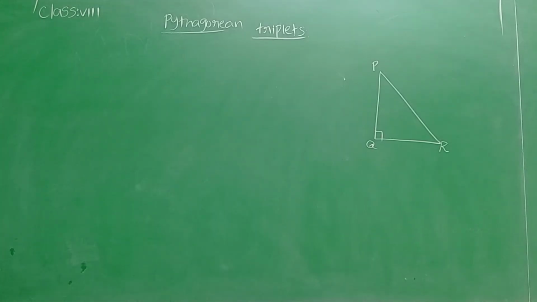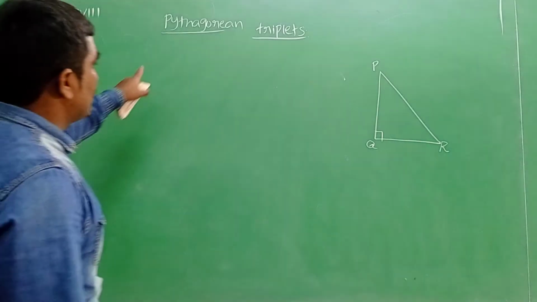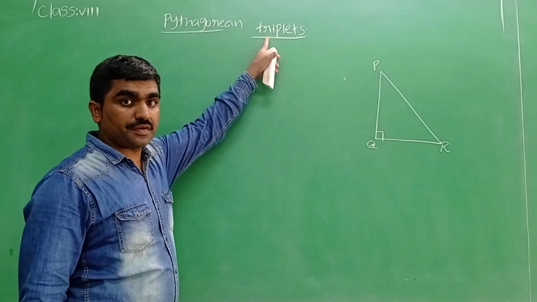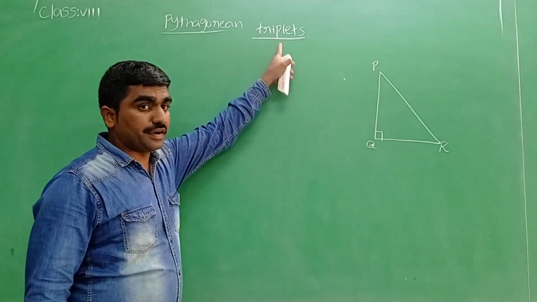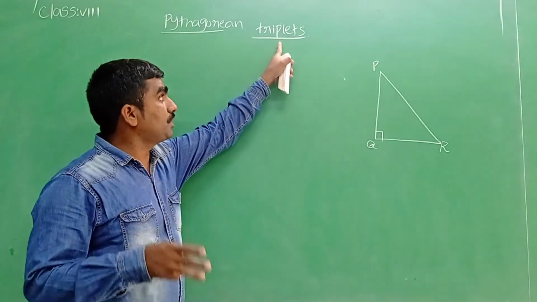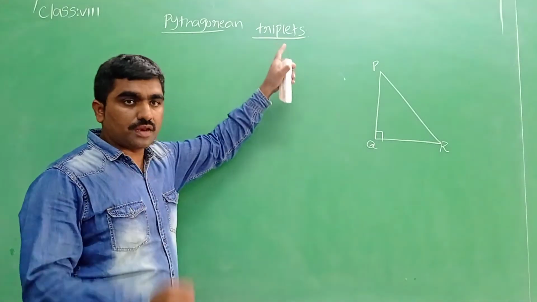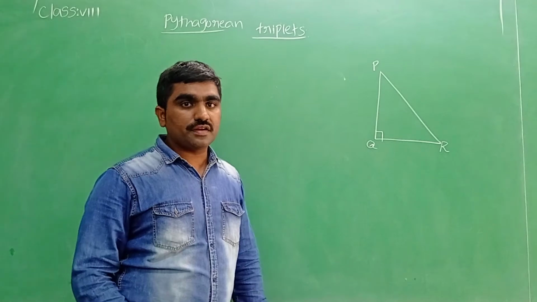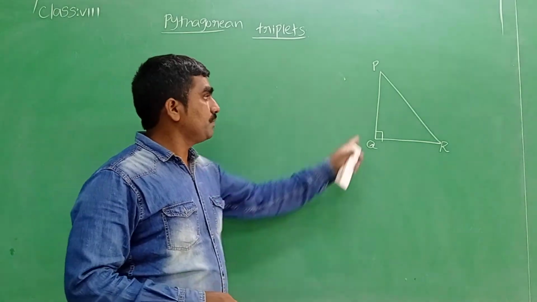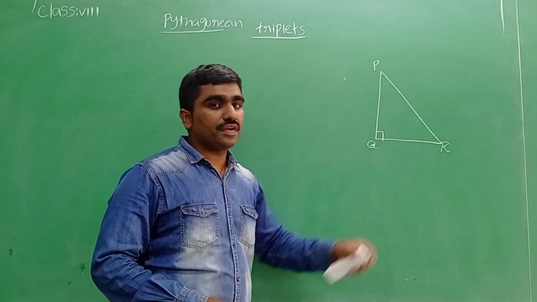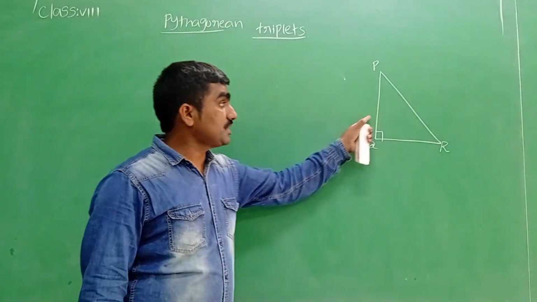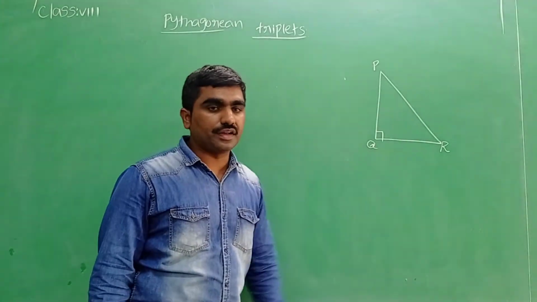Okay children, now let's see the next concept, which is Pythagorean triplets. Triplet means three numbers. Pythagoras was a scientist who gave a relation between the three sides of a right angle triangle.